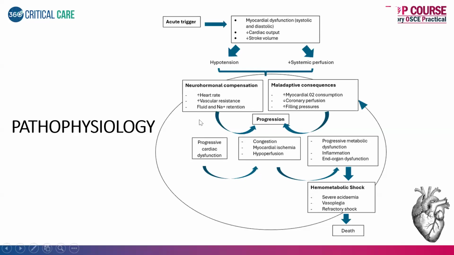If this is not arrested at this stage, it leads to progression of the cardiac dysfunction, and progression of cardiac dysfunction leads to congestion, myocardial ischemia, and further worsens the hypoperfusion. And because of hypoperfusion setting in, the patient can lead up into a progressive metabolic dysfunction, inflammation, and have a multi-system involvement leading to end organ dysfunction. And when the patient ends up in an end organ dysfunction, this is usually seen as severe acidemia, vasoplegia, or a patient might end up with refractory shock and can lead to death.